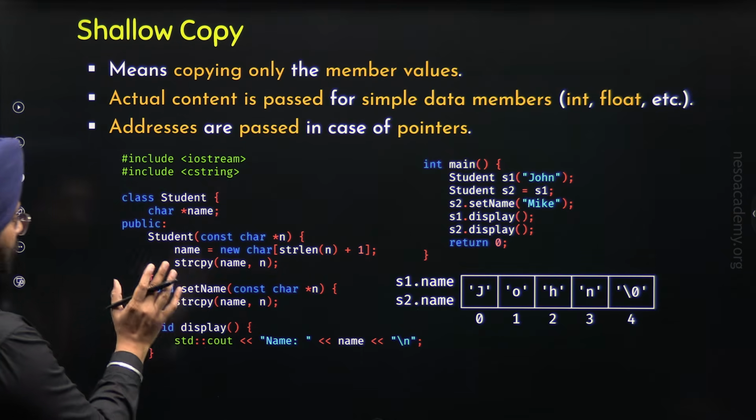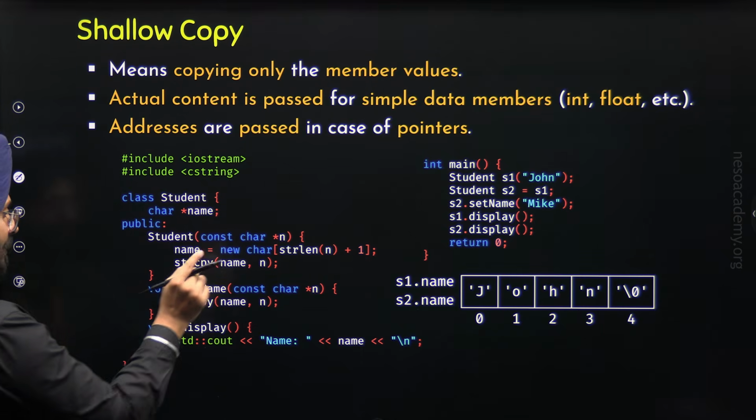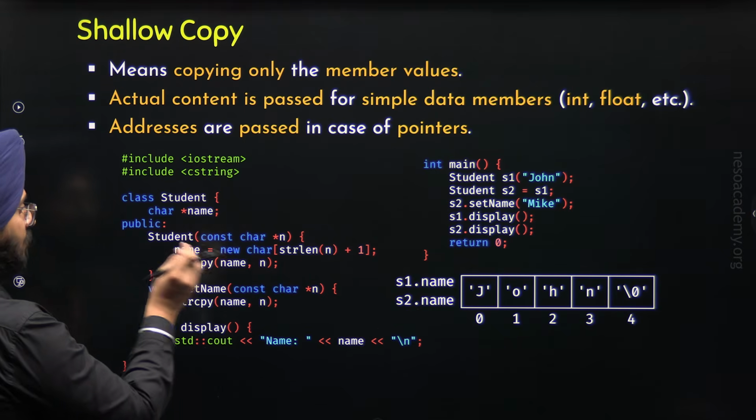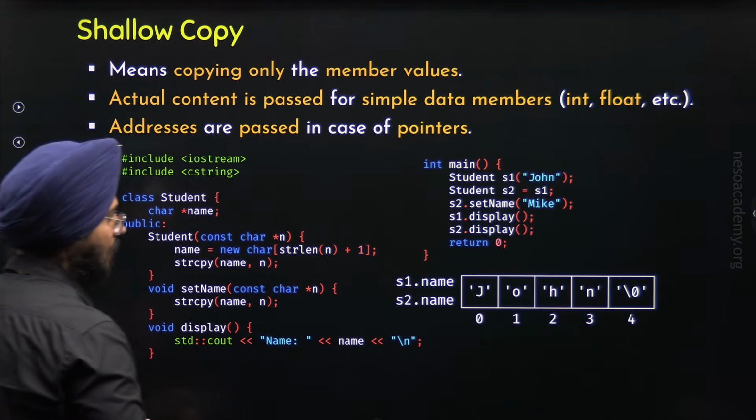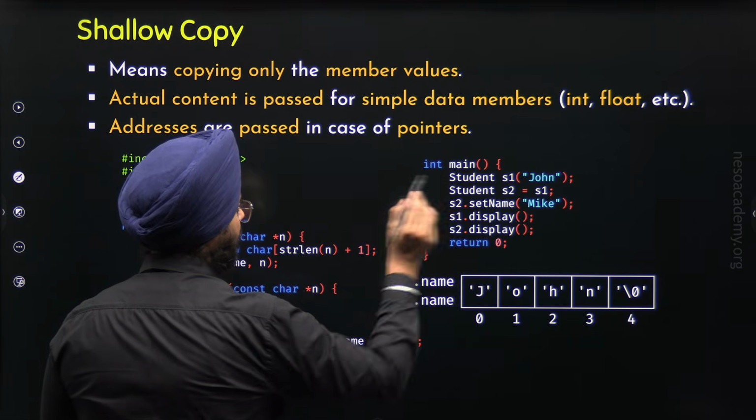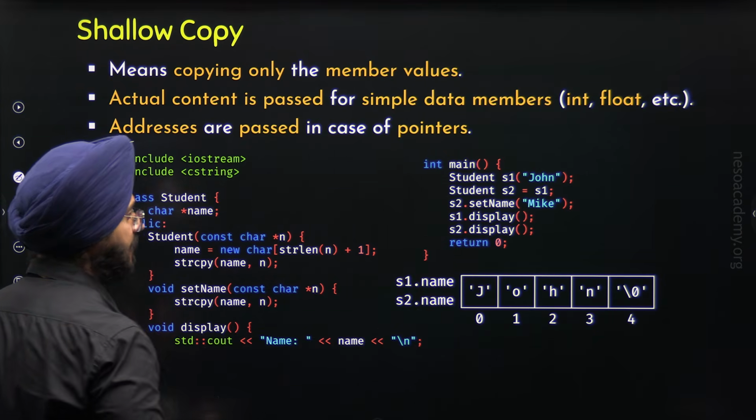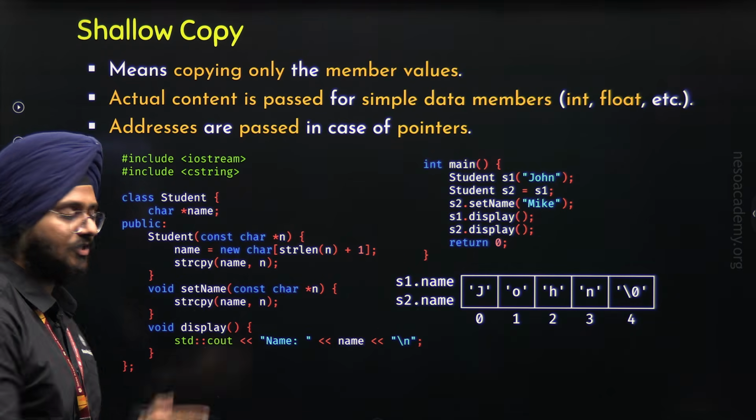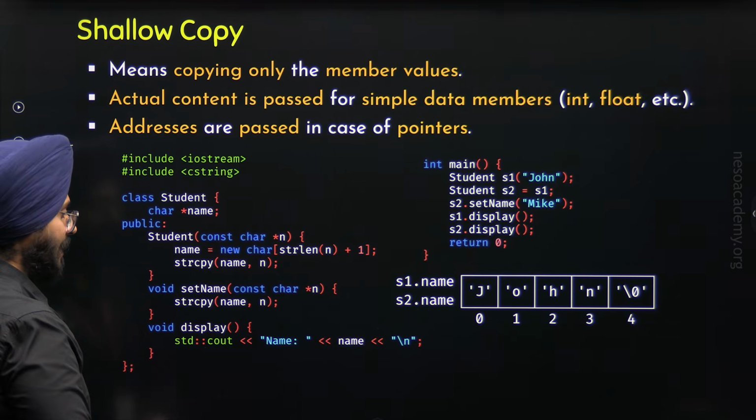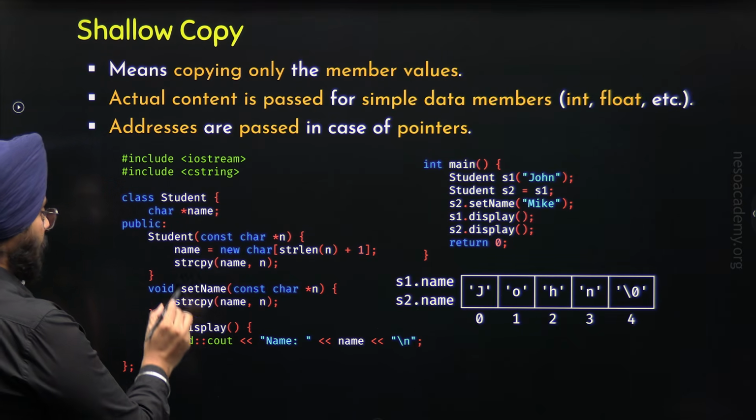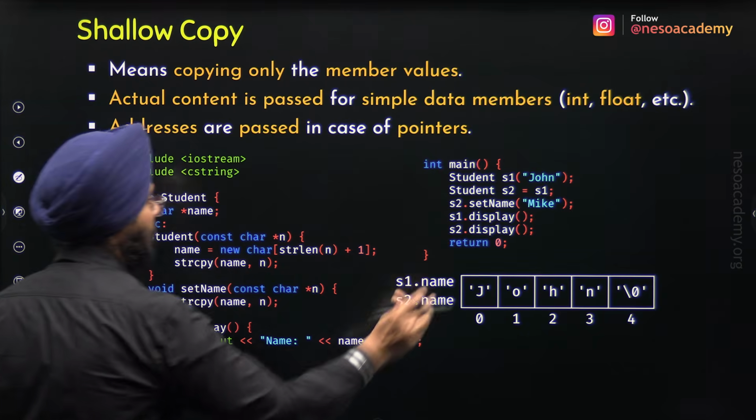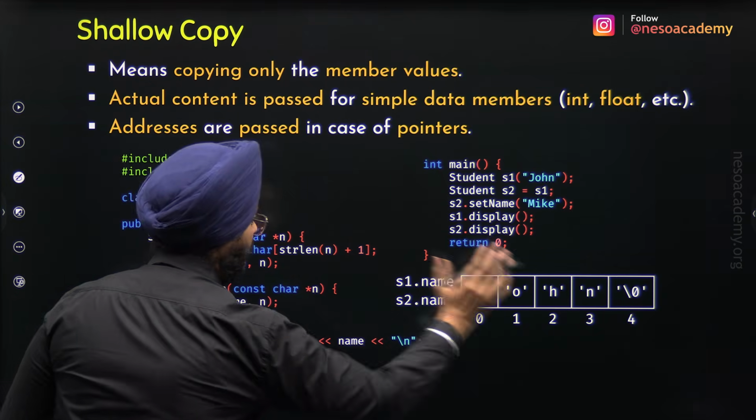Here I have defined this function setName that can accept a specific string, and it can provide the string to this array. Here I am calling the setName function via the S2 object, and I am passing the string Mike to it. This string will be passed to this pointer. Eventually, with the help of strcpy, we will copy the string Mike in this array.